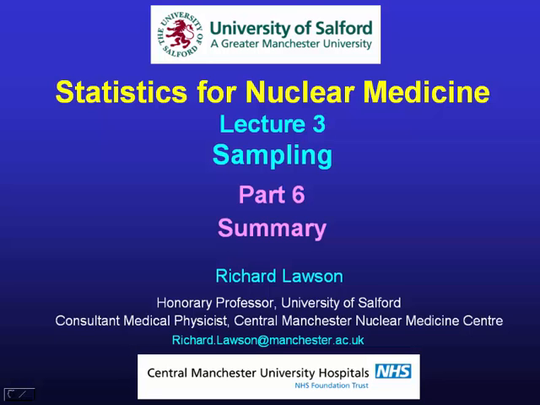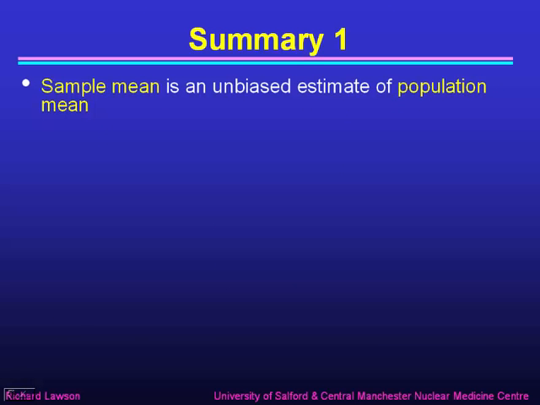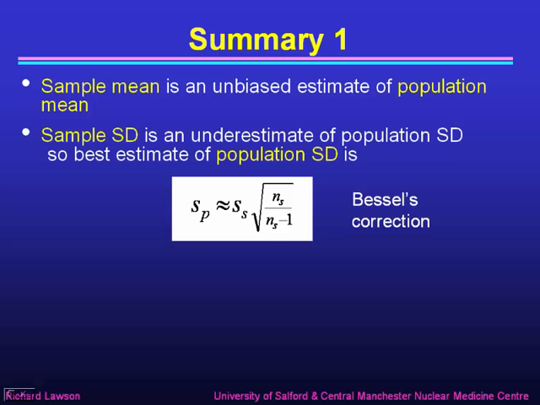In the final part of my lecture on sampling, I shall summarise what we've learnt in this lecture. First of all, we learnt that the sample mean is an unbiased estimate of the population mean, but the sample standard deviation is an underestimate of the population standard deviation. So to get the best estimate of the population standard deviation, we have to take the sample standard deviation and multiply by the square root of ns over ns minus 1. That's known as Bessel's correction.